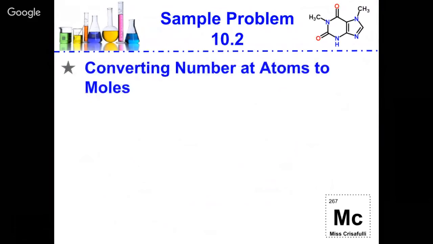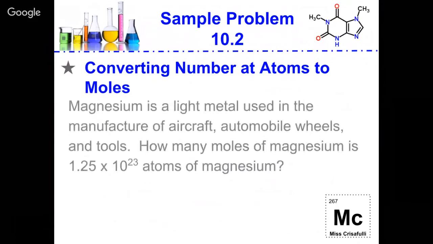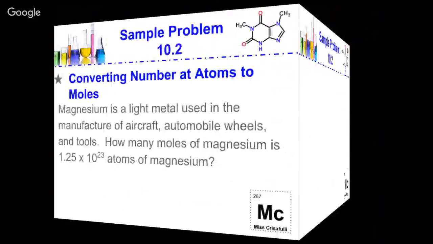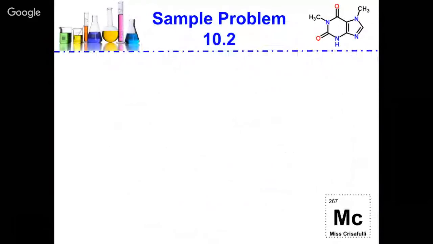So let's do a sample problem. Let's convert the number of atoms to moles. Magnesium is a light metal used in the manufacture of aircraft, automobile wheels, and tools. How many moles of magnesium is 1.25 times 10 to the 23rd atoms of magnesium? Again, we're going to go step by step so that we get really used to this. I want to make sure that you write this down in your notebook.